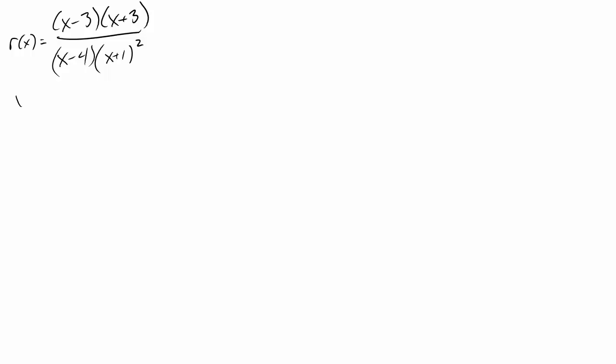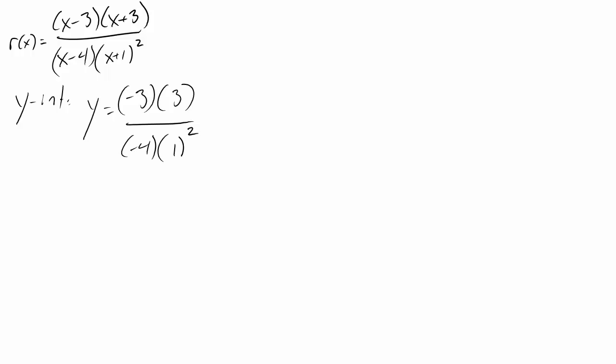So we'll start looking at the y-intercept. That's typically about the easiest to find. So we'll replace the r of x with a y. And we'll put a 0 in for x. So we get 0 minus 3 to be negative 3 times 0 plus 3 is 3 in the top. And then we wind up with 0 minus 4, so that's a negative 4. And 0 plus 1 is 1, even though it's squared, for our two factors in the denominator.